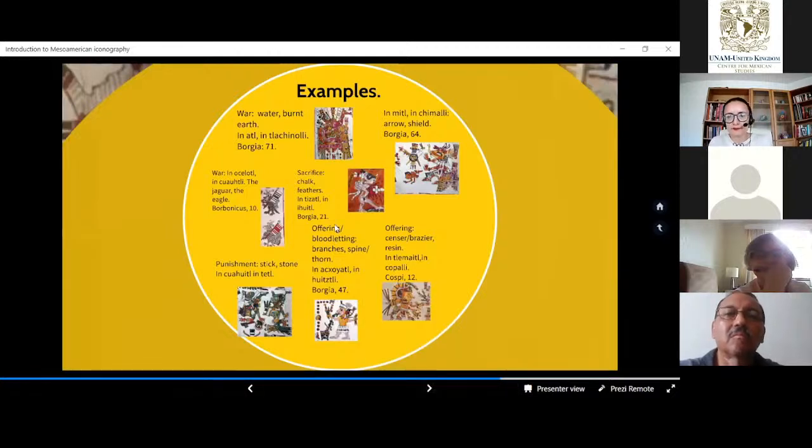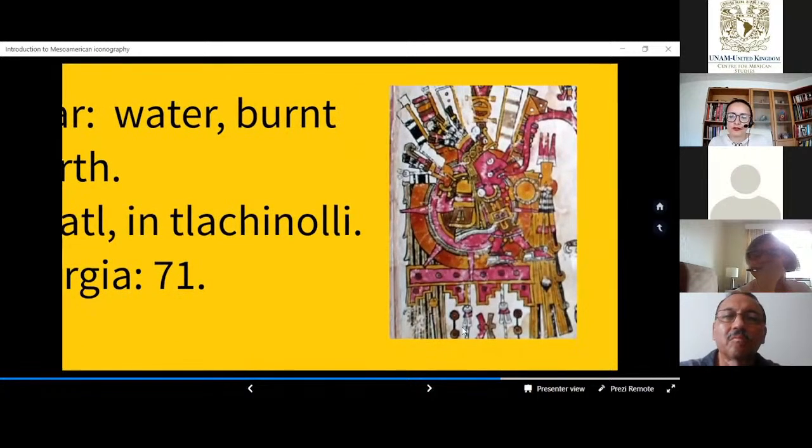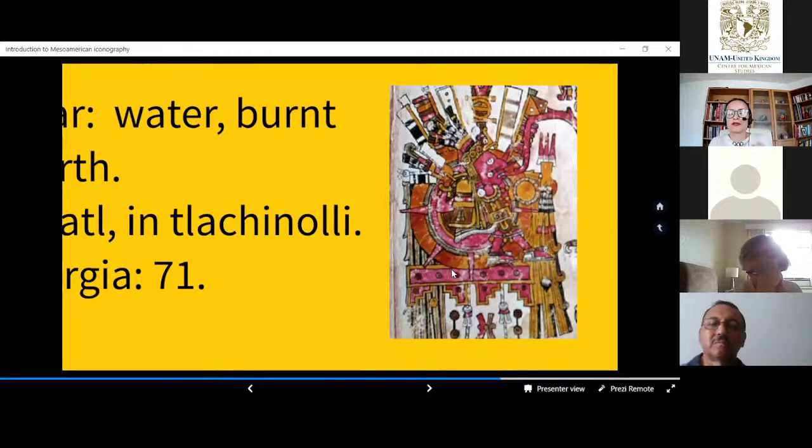We have here the god of the sun, that is Tonatiuh, whose name means the four movements, and he will appear here again with these flags, and these flags are related to the capture and sacrifice of an enemy. And also it is related to this concept that is called atlachinolli, that means the water and the burnt. And that means war. So it's a way to tell you that it's war, and a war where the sun is involved.